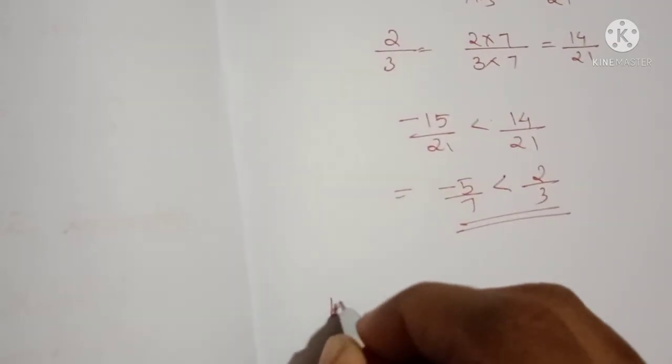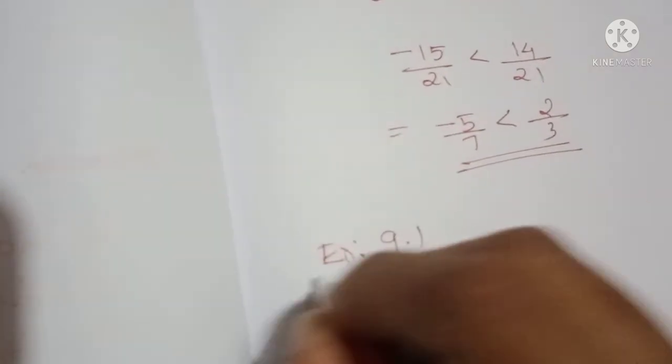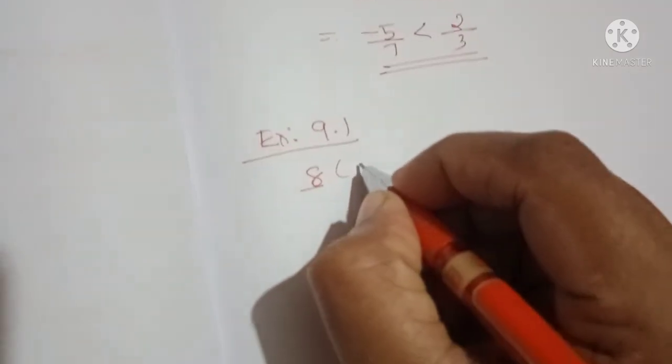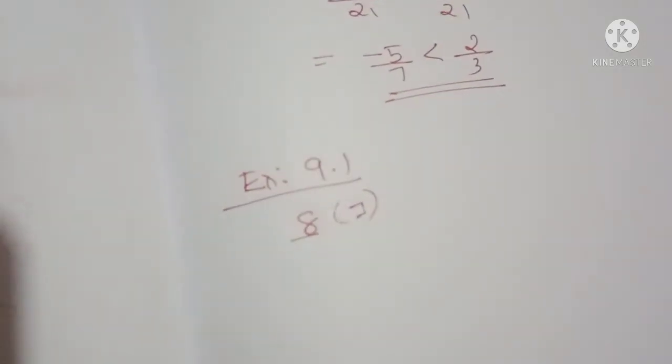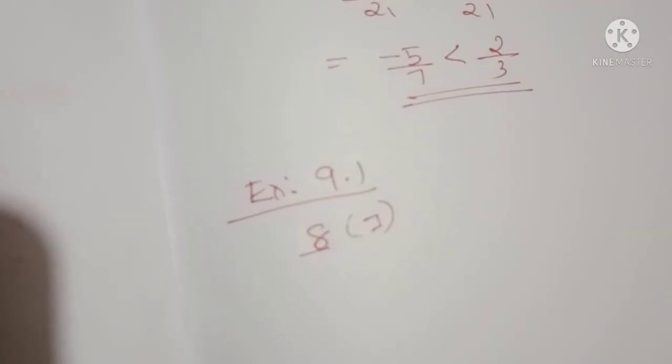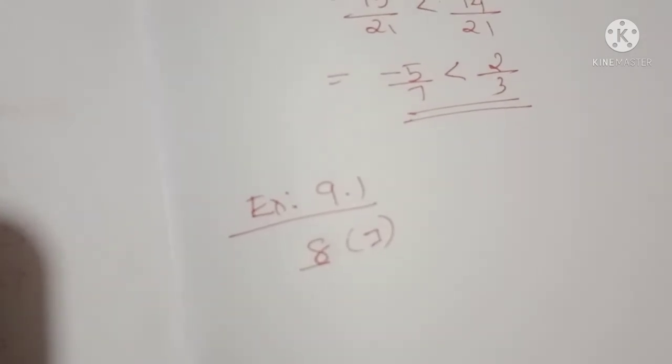So in exercise 9.1, there is question number 8. I think 7 sub questions are there, just to give the simple ones that you can do in your textbook itself. Okay, you need to do that.